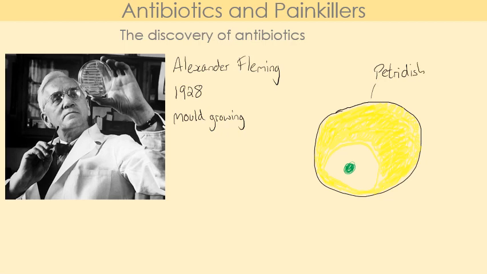The yellow substance is a bacteria that has grown on the petri dish. And this green part here is the mould that he discovered. This clear space around it, there was no bacteria here. And he found that this mould had killed all of the bacteria around it. This mould was known as penicillin.